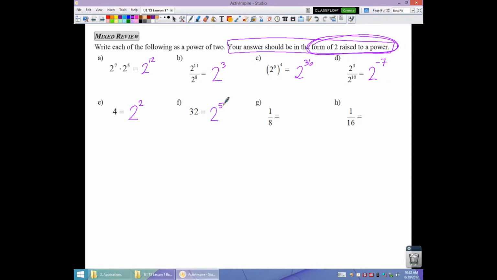Now, in 1 over 8, since 8 itself is 2 to the 3rd, this being in a fraction, I'm going to write that as 1 over 2 to the 3rd. But once again, because I need this in the form of 2 raised to a power, I need to change that into 2 to the negative 3rd. And I'm going to do that same thing in part H with 1 over 16. Since 16 is 2 to the 4th, this is technically 1 over 2 to the 4th, which I will write as 2 to the negative 4th.